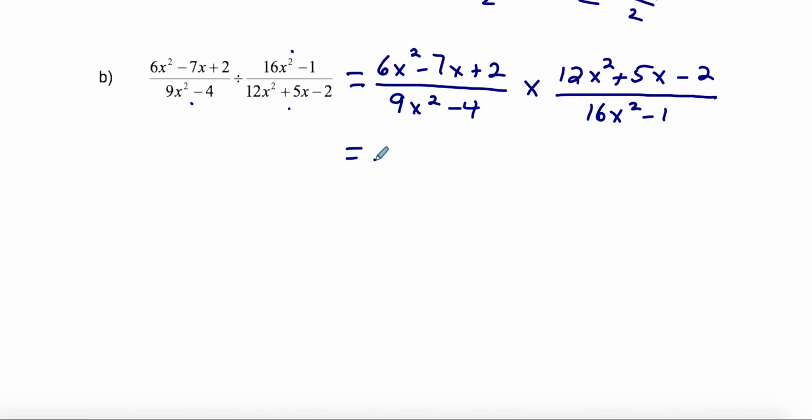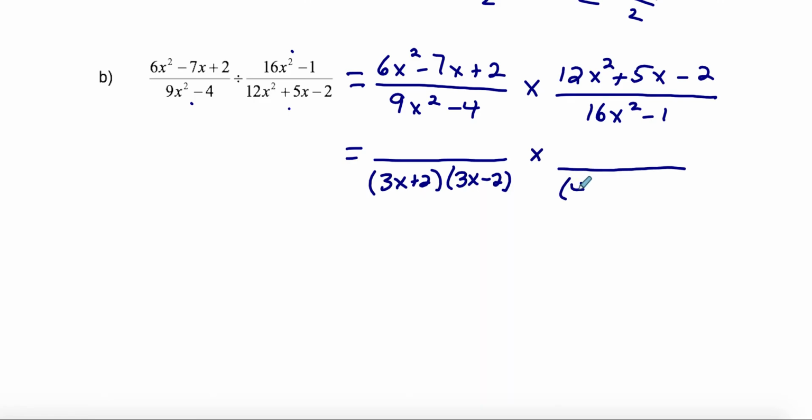I see a complex trinomial in the numerator. I see a difference of squares in the denominator, both denominators, and another complex trinomial over here. So I'm going to do the easy part first. Square roots: 3x plus 2 and 3x minus 2. I feel like I'm getting somewhere. 4x plus 1 and 4x minus 1.